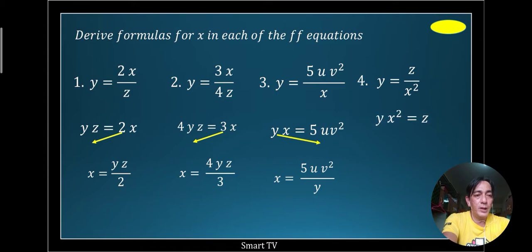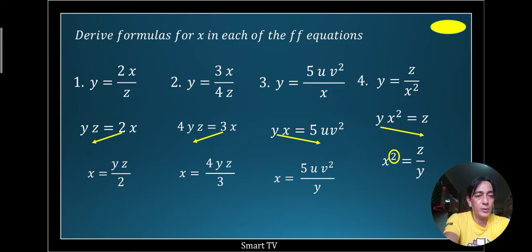Theorem in proportion uli. Product of the extreme is equal to product of the means. Yx squared is equal to z. So, yung y, baba natin as denominator ng z. Kuha natin ang formula na x squared is equal to z over y.